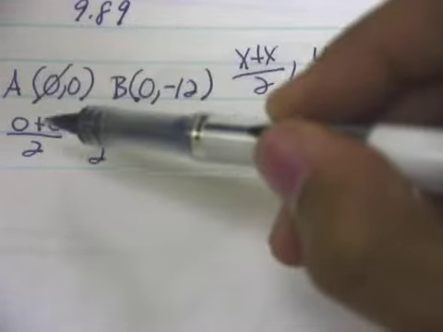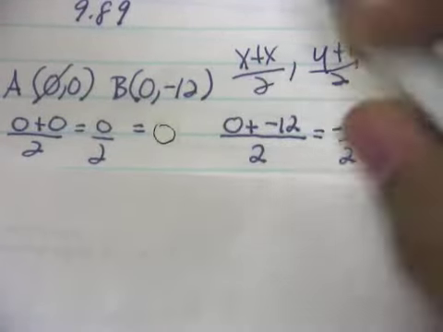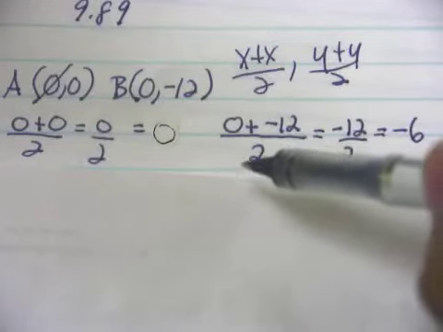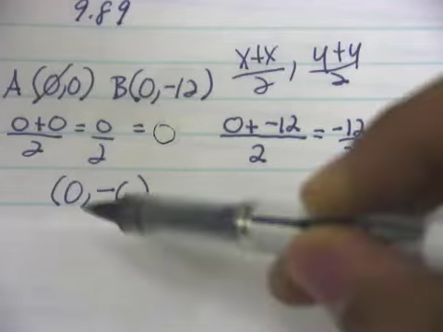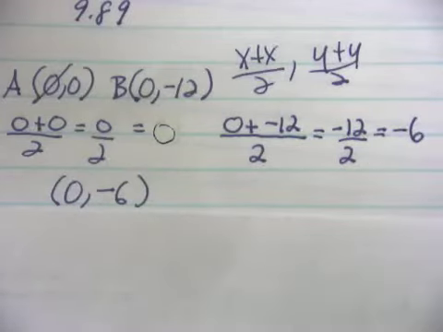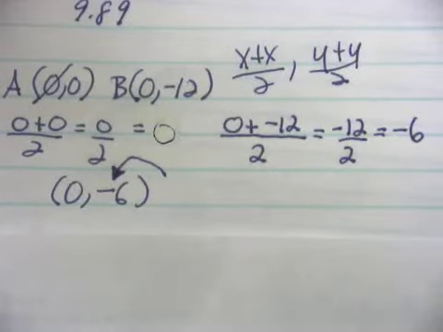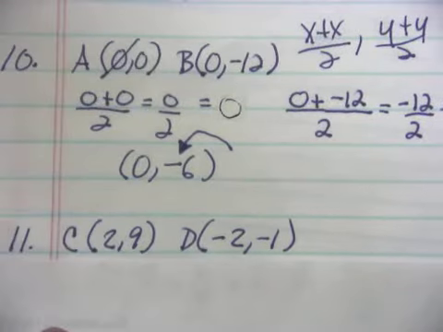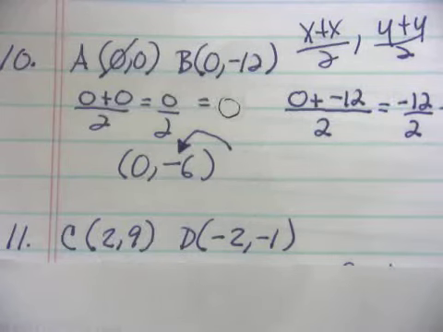Well, I take my 2 x's, which are 0 and 0. I add them, which is 0 divided by 2, and I get 0. I take my y's, which are 0 and negative 12. 0 plus negative 12 divided by 2. Well, nothing plus negative 12 is negative 12 divided by 2 gives me negative 6. So my coordinates are 0 and negative 6. A lot of you forgot to put that negative sign in for your answer, and that's probably why you got it wrong.